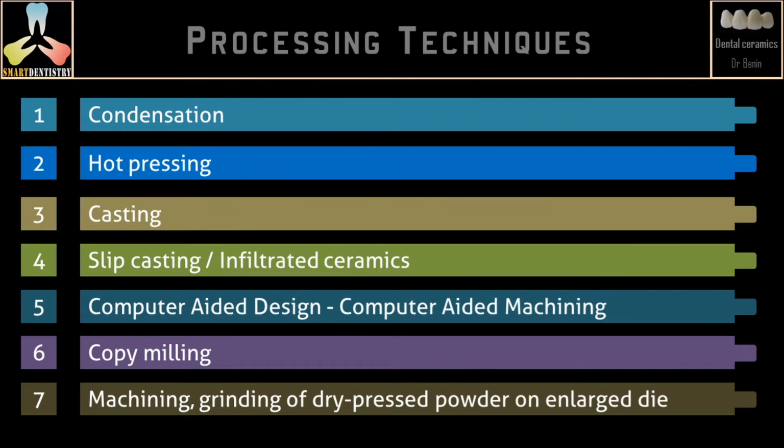The dental ceramic processing methods include condensation, also popularly called the sintering technique, hard pressing technique, casting of ceramics, slip casting or infiltrated ceramic technique, CAD-CAM, that is computer aided designing and computer aided machining, also mentioned as manufacturing or milling, then copy milling and machining, and grinding of dry pressed ceramic powder on enlarged die. With all these 7 techniques, we will see one by one.